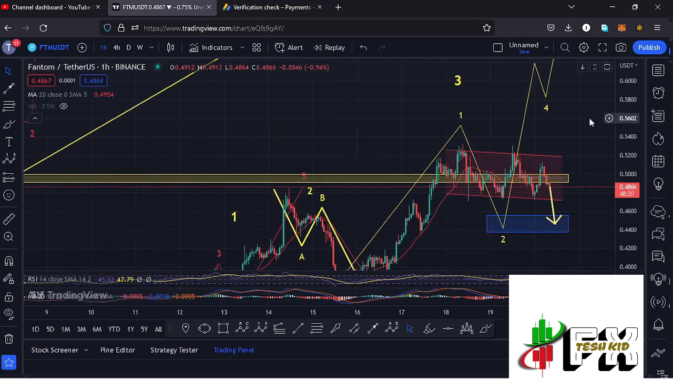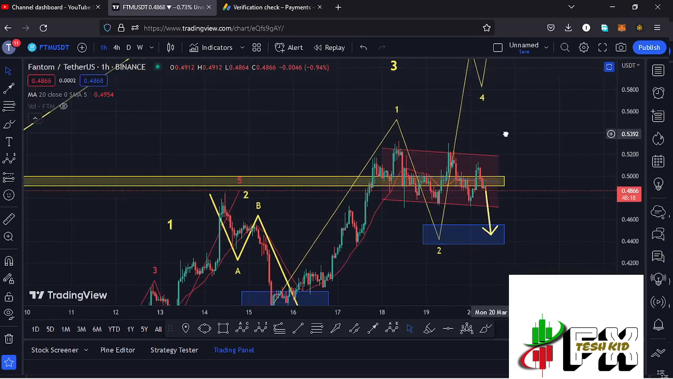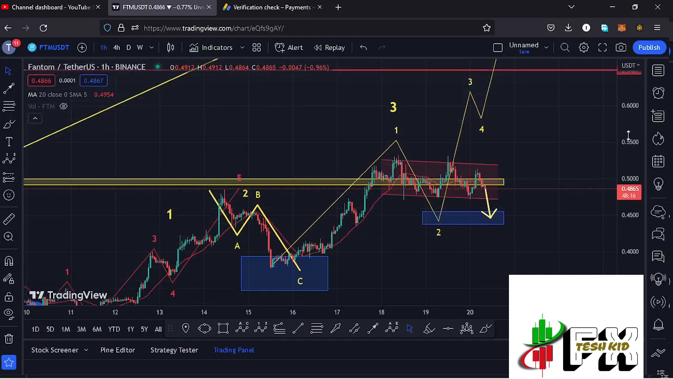So that is what I'm expecting here on the Fantom chart, and let's be patient and see how that plays out, and I'll be keeping you updated.